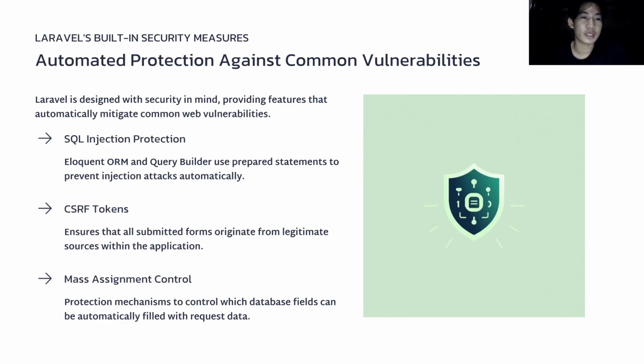SQL injection protection. Eloquent ORM and Query Builder use prepared statements to prevent injection attacks automatically. CSRF tokens ensure that all submitted forms originate from legitimate sources within the application. Mass assignment control. Protection mechanism to control which database fields can be automatically filled with the request data.